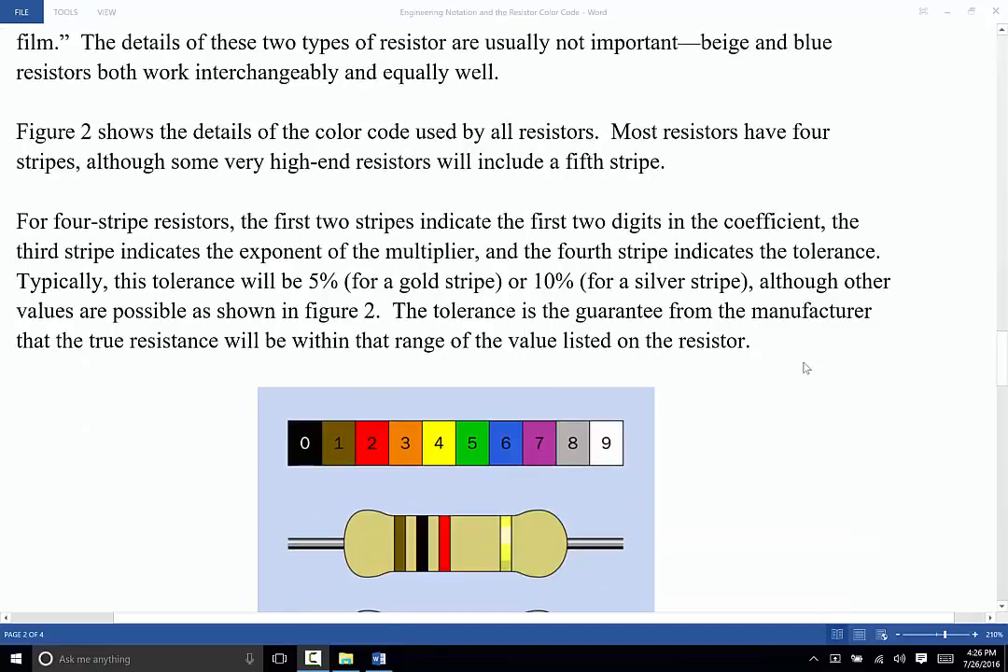So most resistors are going to have 4 stripes, and that's what I'm showing here at the bottom of this page. You can see that there is a brown, a black, a red, and a gold. Now, the brown and black are going to correspond to the first 2 digits of the number, the coefficient in engineering notation. The third stripe here is going to correspond to the power of 10 that multiplies it, and then the gold stripe is going to correspond to the tolerance. In other words, how close does the manufacturer guarantee that you are to that listed value? You can see up at the top of this figure the color code and the numbers that correspond to the color code.